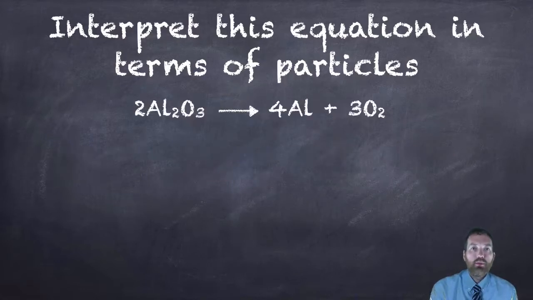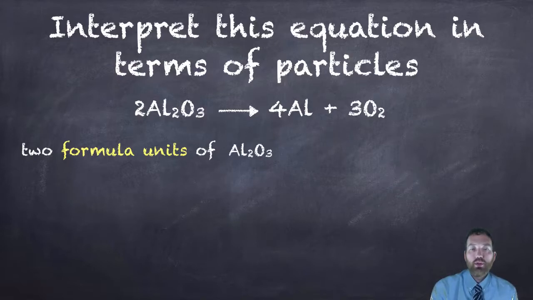Let's try this one here. So we have 2, and then I have Al2O3. So again, slow yourself down and stop and think. Is this an element, a molecule, or a formula unit? Well, I know it's not an element, and it's not a molecule either, because this Al is a metal. It's a metal bonded to oxygen, which is a nonmetal. That's indicative of an ionic compound. So this is two formula units of Al2O3, aluminum oxide.